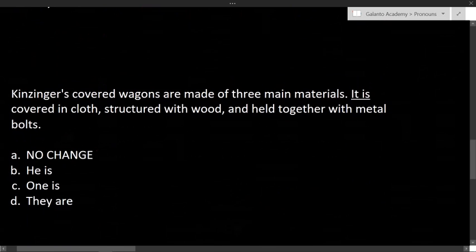Looking at our next one, Kinzinger's covered wagons are made of three main materials. It is covered in cloth, structured with wood, and held together with metal bolts. So, it is our pronoun, and our antecedent is wagons. So, our best choice here would not be A, B, or C because those are all singular. We would need D because wagons is plural. So we would need to say they are.